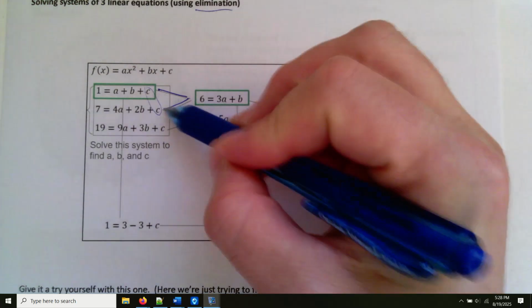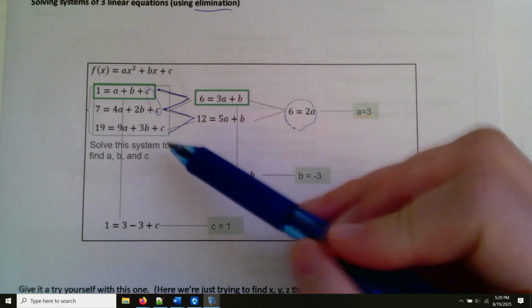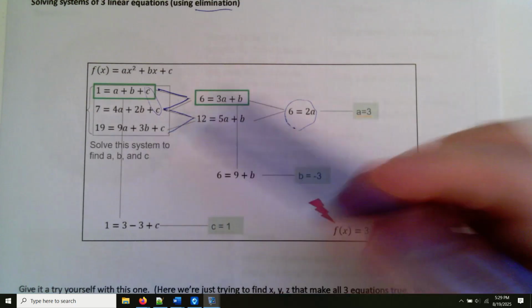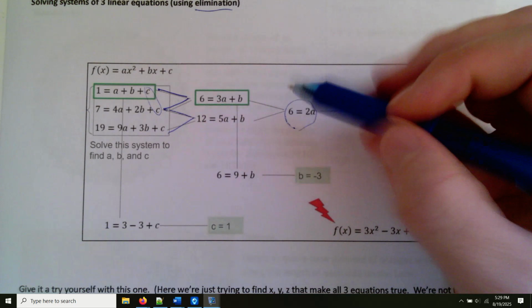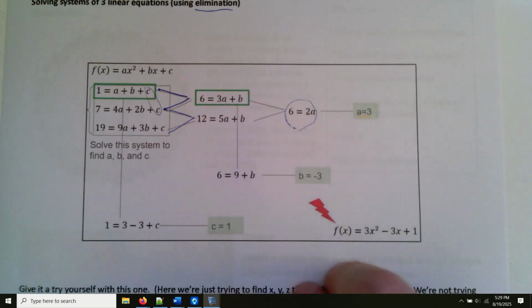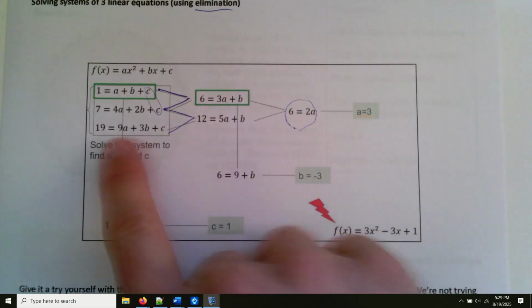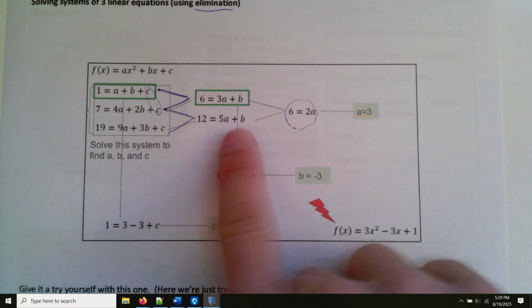Now I'm going to combine the bottom two equations, and same thing, I'm going to subtract in order to eliminate c. The really important thing is that you want to eliminate the same variable, because you'll know you're making progress if you're getting fewer and fewer variables. Here I have 3 equations and 3 variables that I don't know. Now that I've done this, I've got 2 equations and only 2 variables that I don't know.